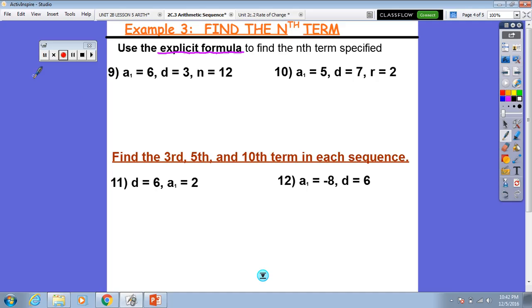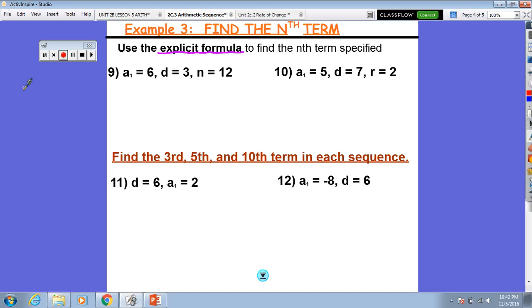So the explicit formula requires you to write a sub n equals a1, which is the first term, plus or minus the common difference, and you'll multiply that by n minus 1. Let me rewrite that a little bit neater so everything can fit on this side. Okay, so this is the generic formula.